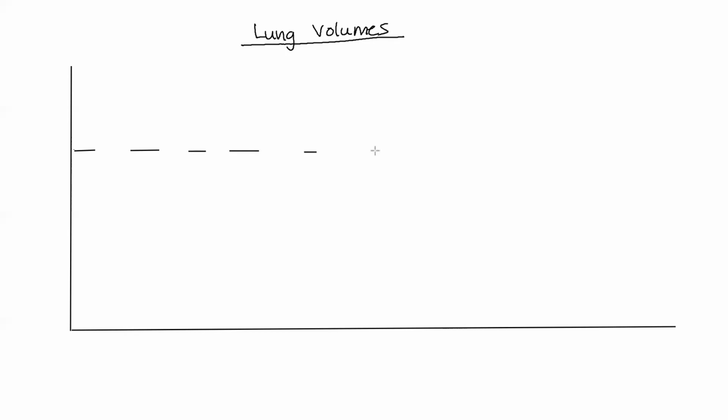The capacities are what we deduce based upon those readings, okay? So the capacities are not fixed readings. They're basically the addition of 2 or more lung volumes, okay? So just to clarify the difference there, and then we'll get into this graph with the lung volumes.